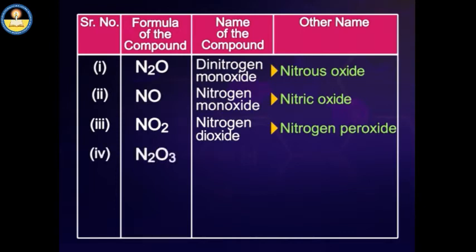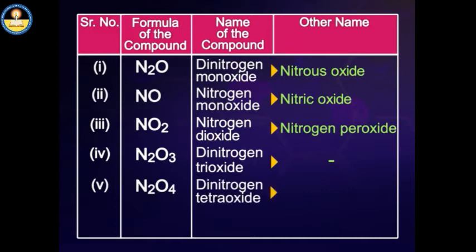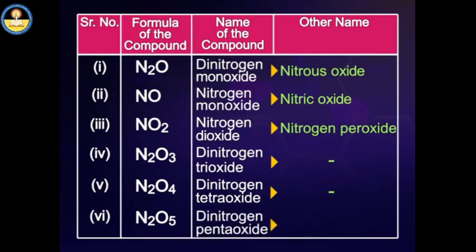N2O3 is called as dinitrogen trioxide. N2O4 is called as dinitrogen tetroxide. N2O5 is called as dinitrogen pentaoxide.